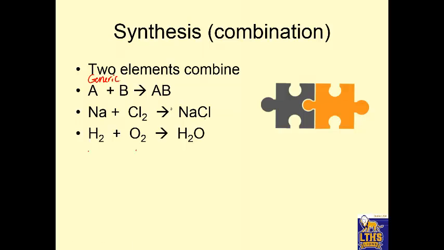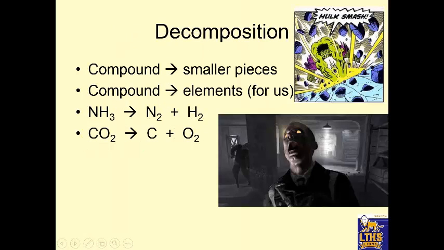Now this isn't balanced yet. If I put a 2 there and 2 there, it's a balanced synthesis reaction. H2 and O2 come together to make water. It's also not balanced yet. If I put a 2 there and a 2 there, it now is a balanced synthesis reaction. 2 things make 1 new one. Synthesis: come together, combine. Okay, what's opposite of that?